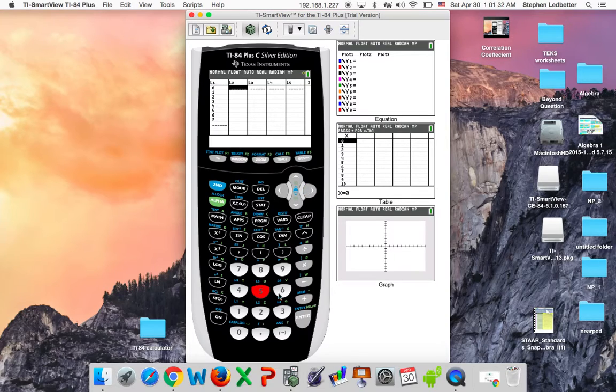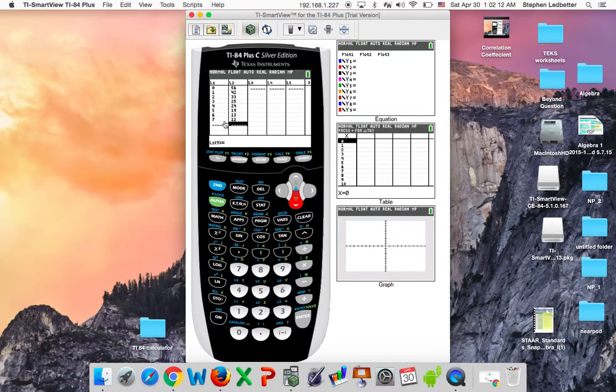So I'm going to say 56, 42, 33, 25, 24, and I'll put my last 2 in here. Okay, so I have my data in my table, and I want to go ahead and turn my plots on.